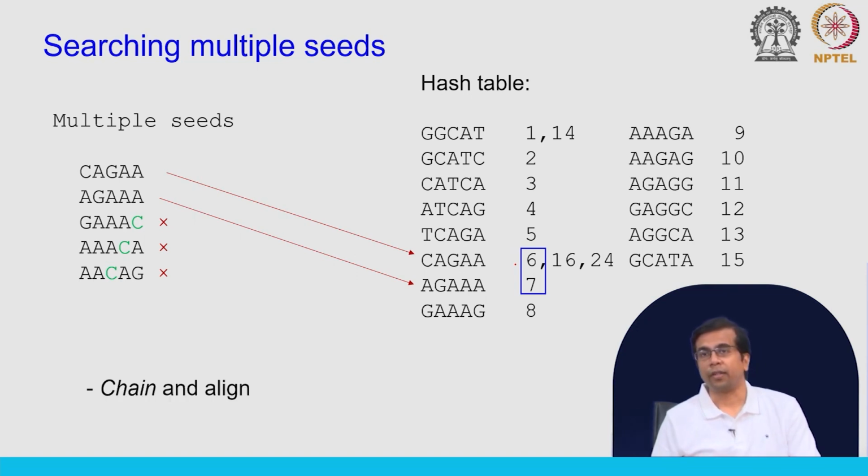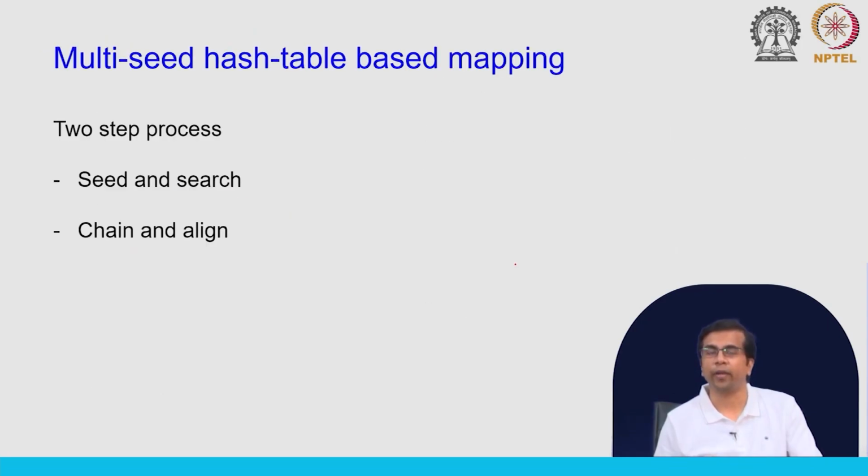All right. So, it is a process that we call chain align. We are chaining these locations, the seeds are mapping to neighborhood locations, and you can simply do chaining and alignment. Okay. So, these are the 2 steps that we have for multi-seed hash table based mapping. It is a 2-step process: seed and search, and then chain and align.